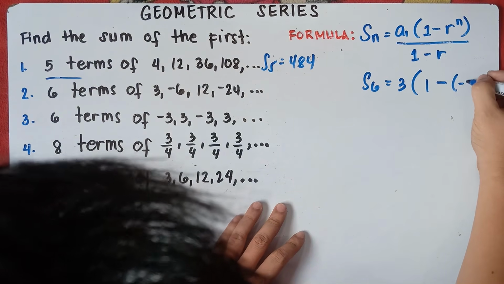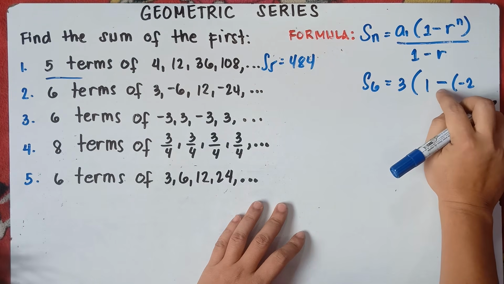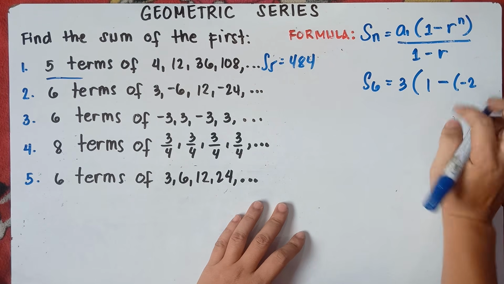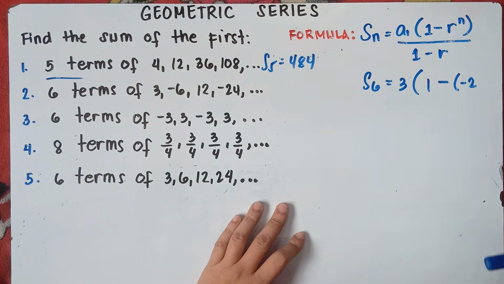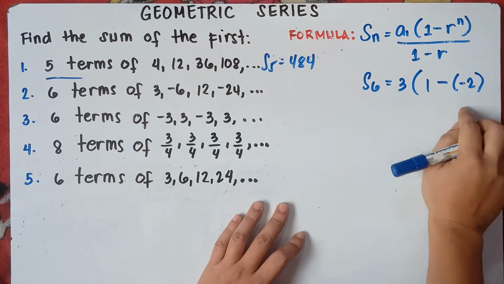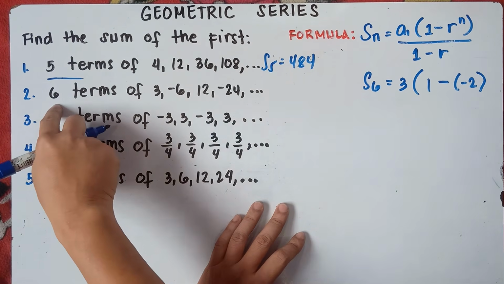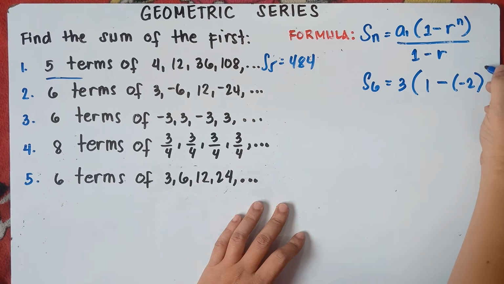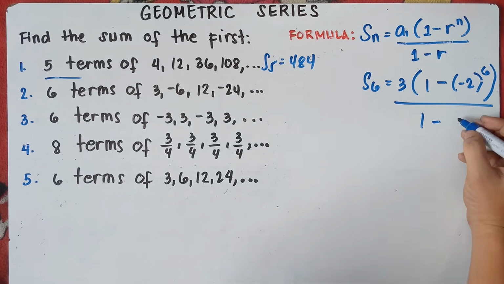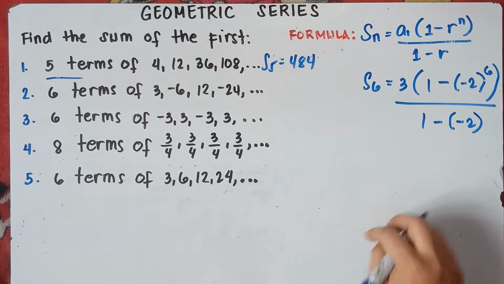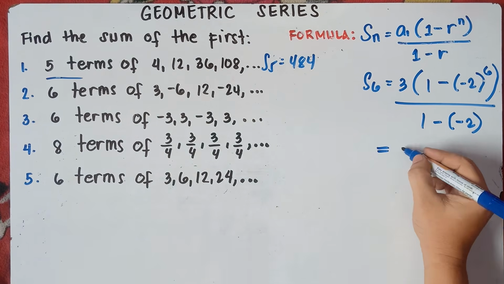You put parentheses, class, since we already have a sign, the minus sign. We're not allowed to have signs close to each other. So therefore we put parentheses. So this will be negative 2, then parentheses. Our n is the number of terms, 6 terms. So n is 6, then close parentheses. All over 1 minus, our R is negative 2. So you put parentheses, then negative 2. So this will be 3.